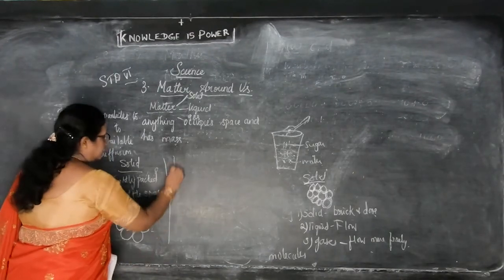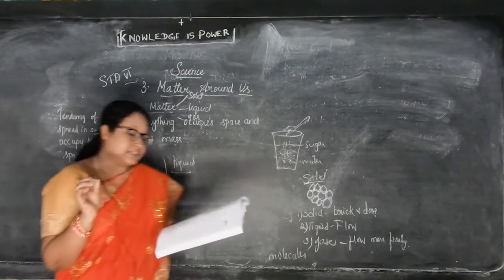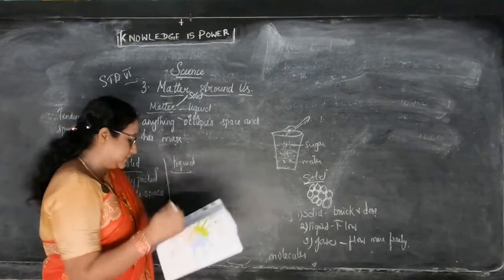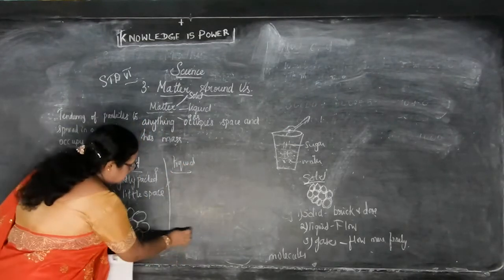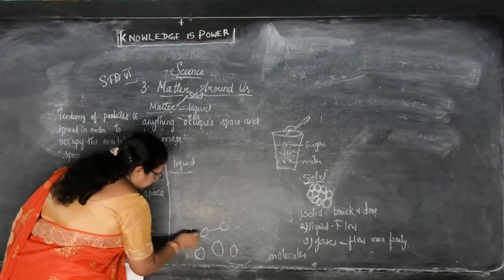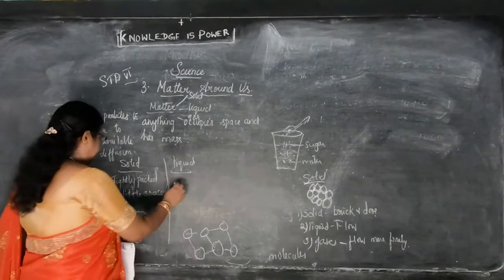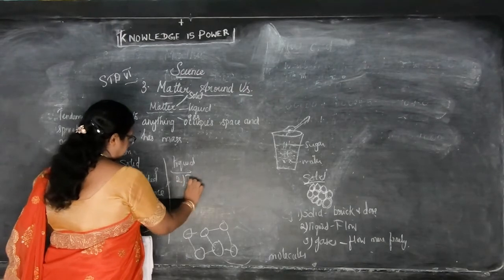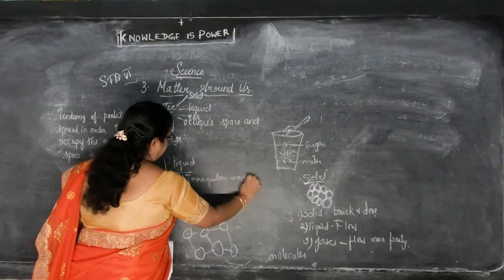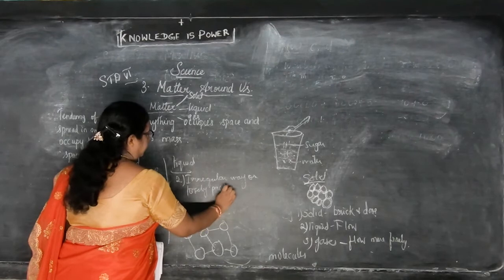So next is a liquid. What happens in a liquid? The particles in liquids are arranged in an irregular or random way. See the picture here, here, here. That is irregular. Like this, in an irregular way, or we can say loosely packed.